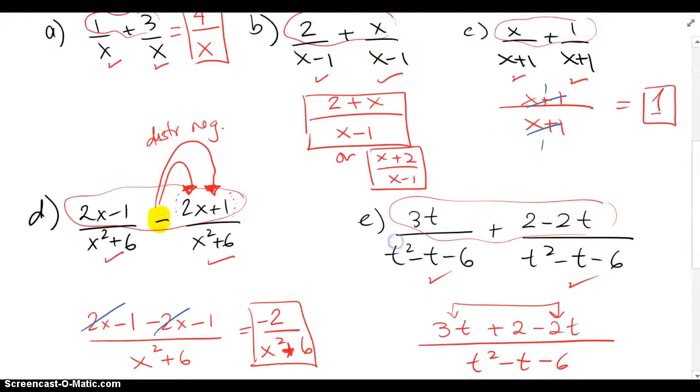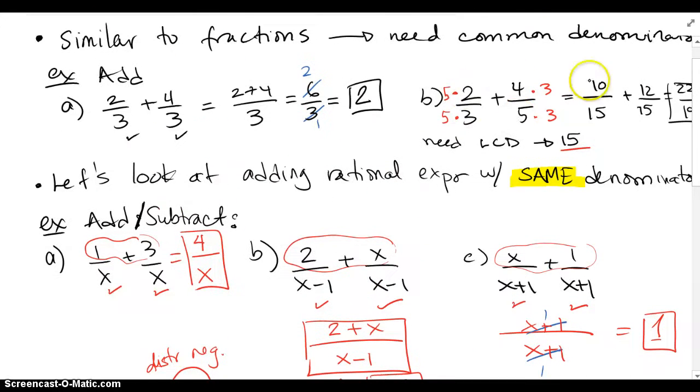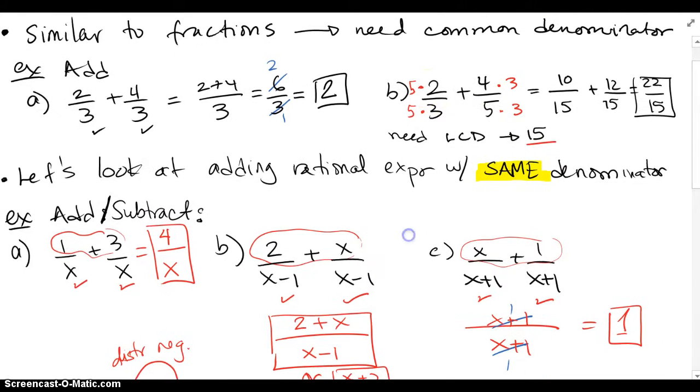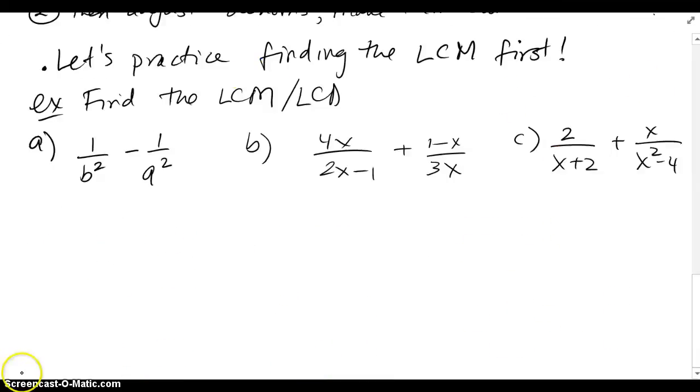So essentially, you're going to be doing this business that we did in part B. You're just going to find the lowest common denominator, or LCM, adjust the denominators, and then carry on adding the numerators. Let's practice finding the LCM first. So we're not going to add or subtract. The only thing we're going to do is just find the lowest common denominator or the least common multiple.